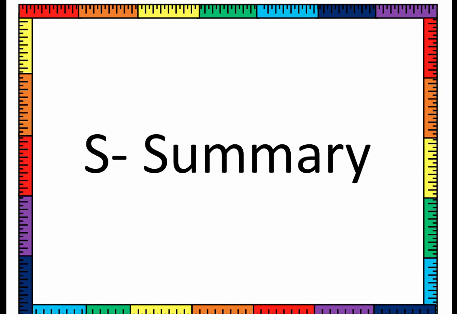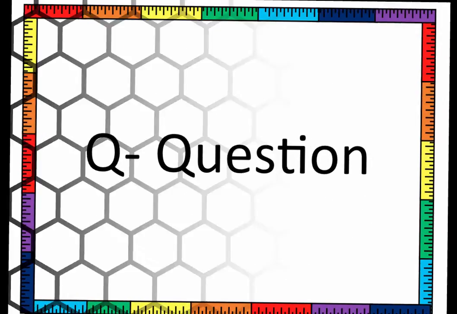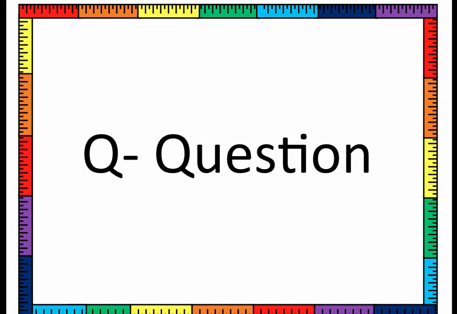Now it's time to summarize your learning. Rulers are used to measure lengths. Explain how to decide what fraction the tick marks between the whole numbers represent on a ruler. Make sure your answer is detailed as you give your explanation. Now ask one question about your learning.